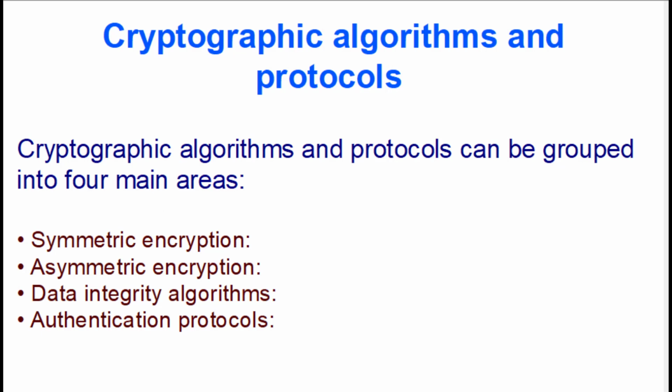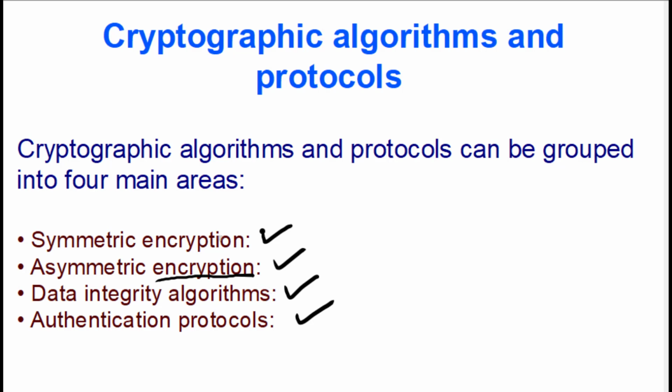Now we can group all the cryptographic algorithms and protocols into 4 main areas. The first one is symmetric encryption, then we have asymmetric encryption, then data integrity algorithms, then authentication protocols. In symmetric encryption, we encrypt the data with a key and decrypt the data with the same key. In asymmetric encryption, we encrypt the data with one key and decrypt with another key.